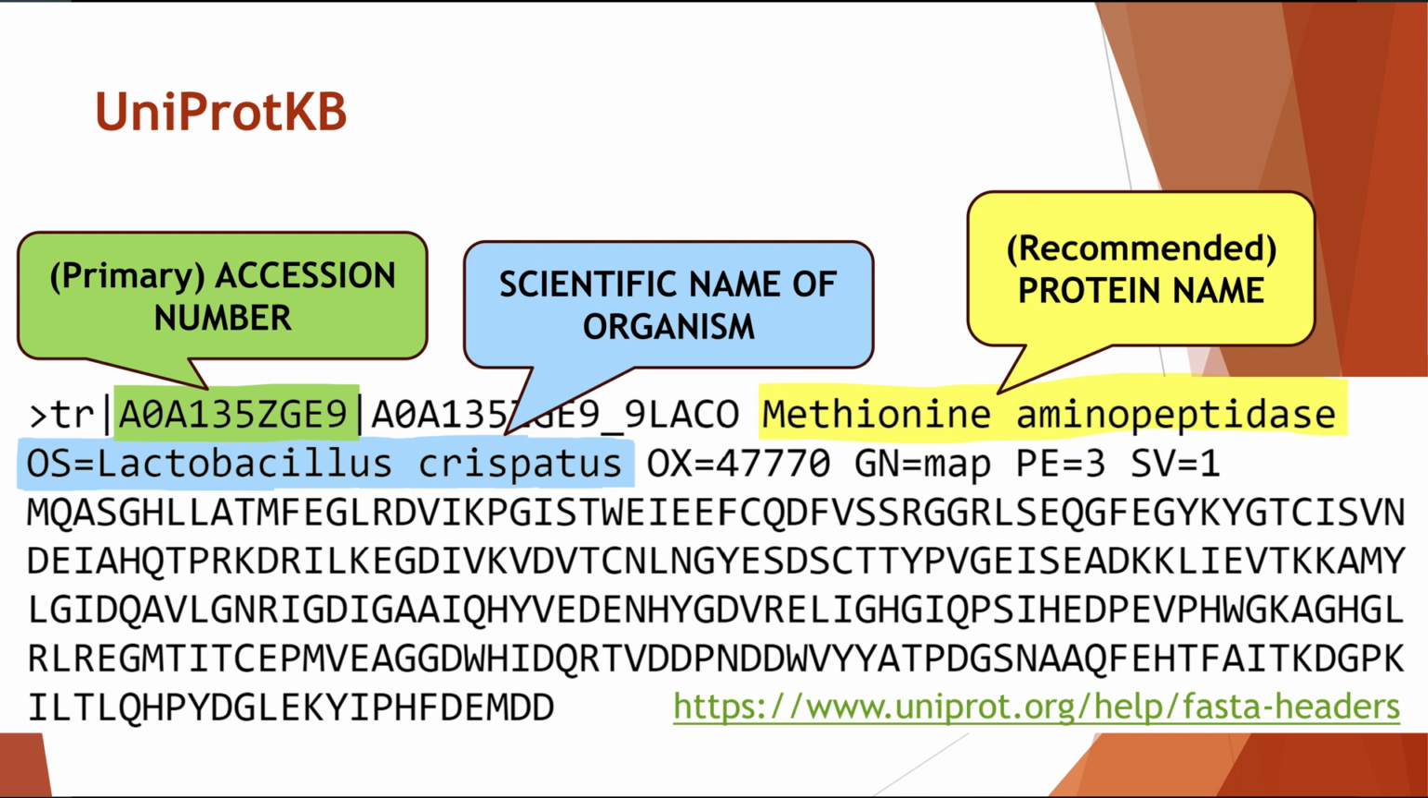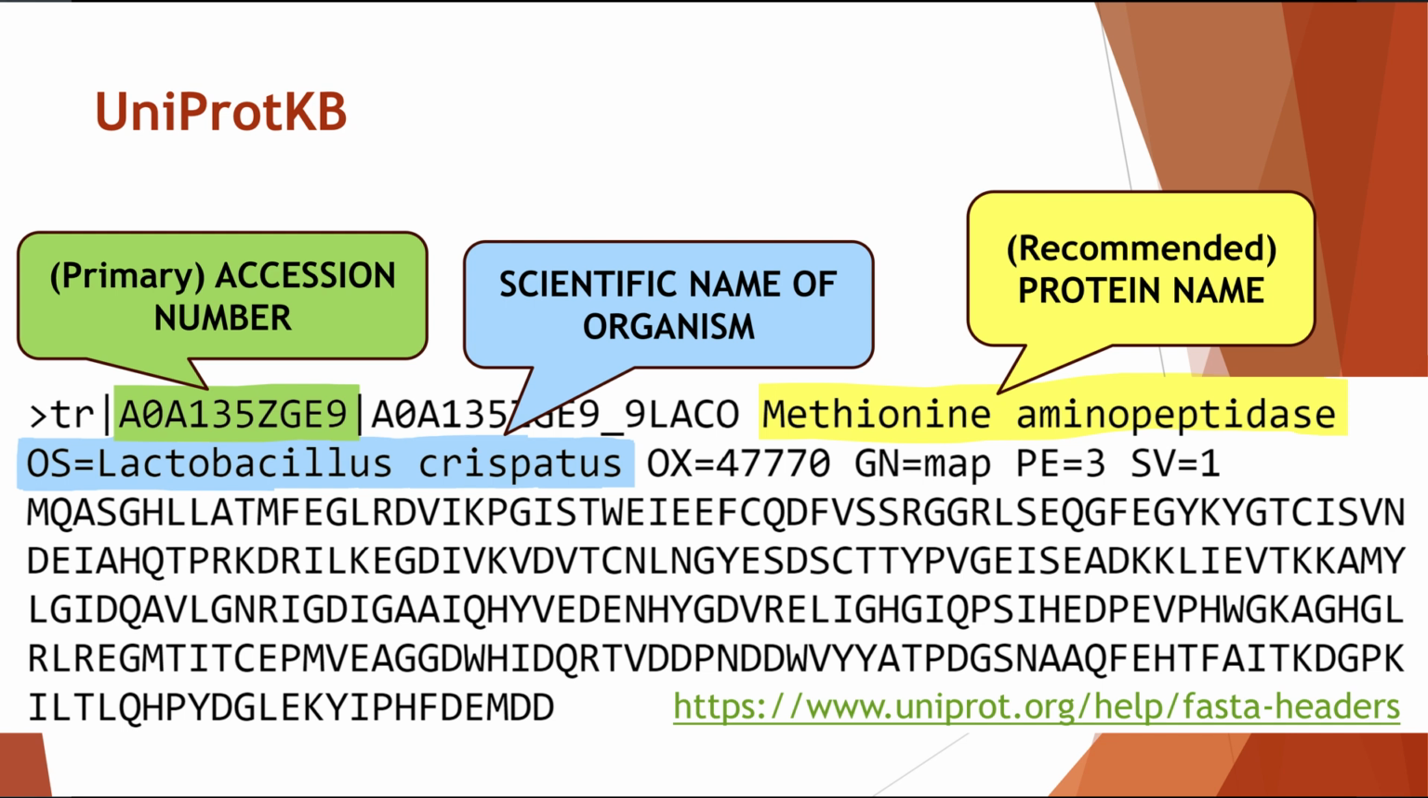This slide is a bit of a tangent. You can skip this if you want, but I did want to show an example of how a protein sequence in the UniProt KB database is cataloged in FASTA format. I won't explain everything on this slide, but I do want to highlight some of the FASTA headers. First, the protein accession number is highlighted in green. Here we are showing A0A135ZGE9.